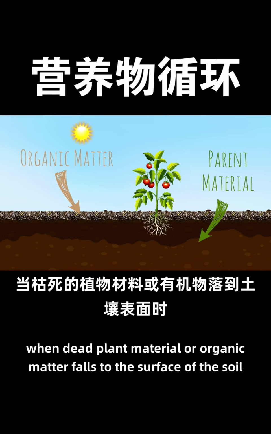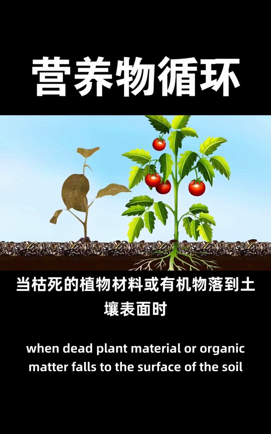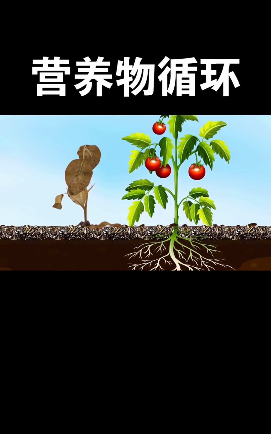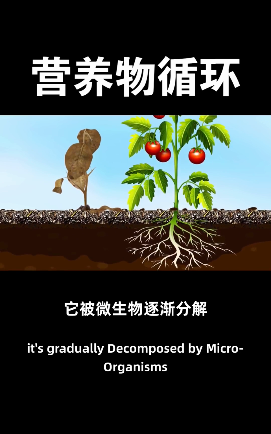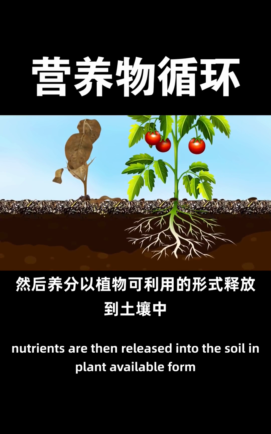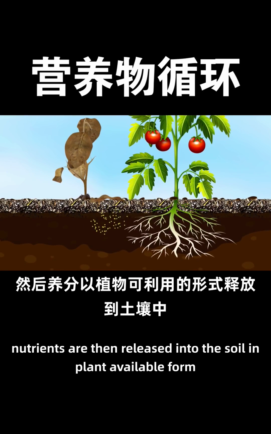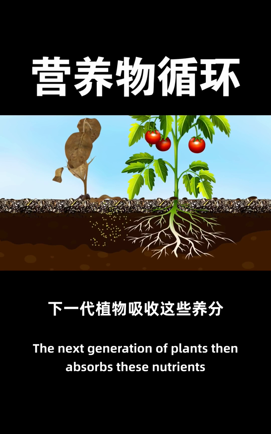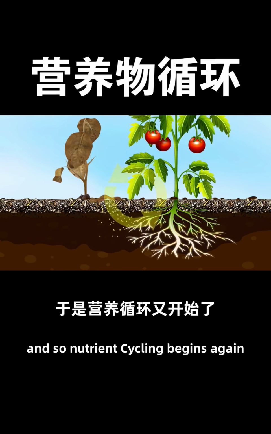organic matter. When dead plant material, or organic matter, falls to the surface of the soil, it's gradually decomposed by microorganisms. Nutrients are then released into the soil in plant-available form. The next generation of plants then absorbs these nutrients, and so nutrient cycling begins again.